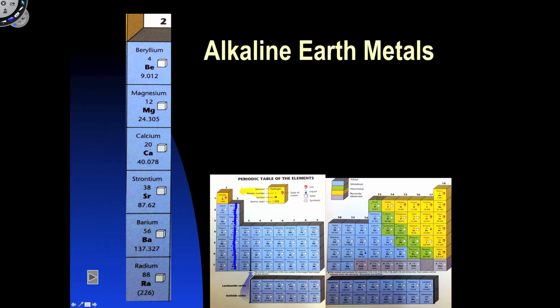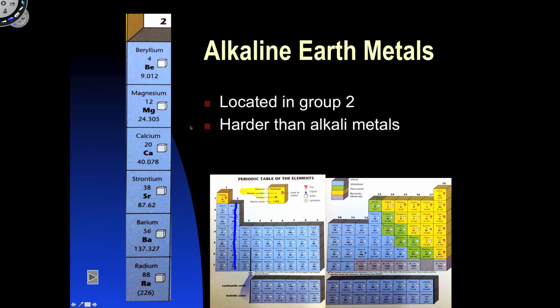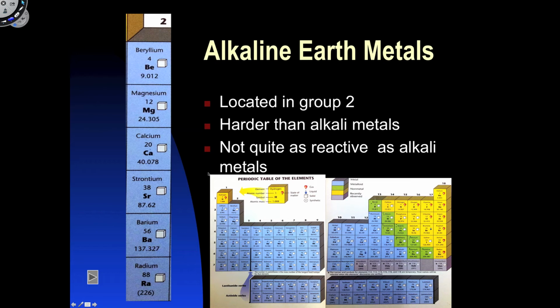They are also reactive, but not as reactive as the alkali metals. And they're a little harder, so they don't cut quite as easily with a knife. They still do cut, but you have to press a little bit harder to get them to cut. Beryllium through radium.